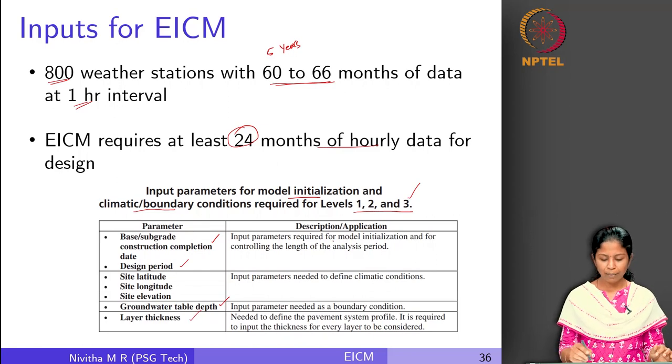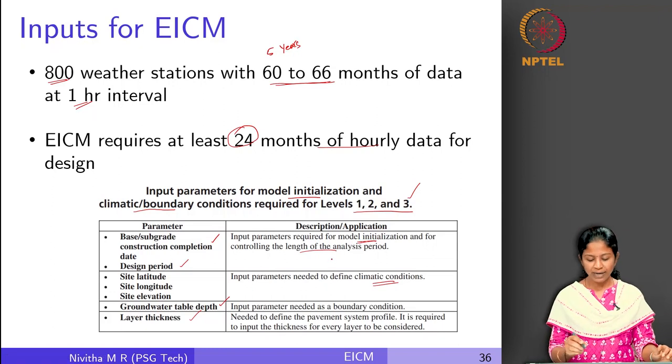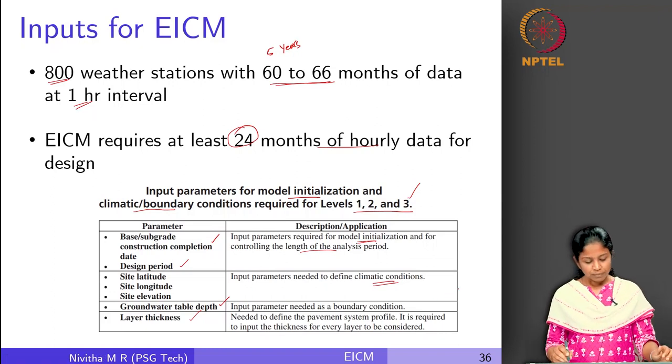So these input parameters are required for initialization of the model, just to say when time is equal to 0, and for controlling the length of analysis. So what is my T max, the maximum time for which I am interested in computing all the parameters. Then the latitude, longitude or elevation are required to define the climatic conditions. So we said that the solar radiation and many parameters can be approximated using latitude. So we need this information also.